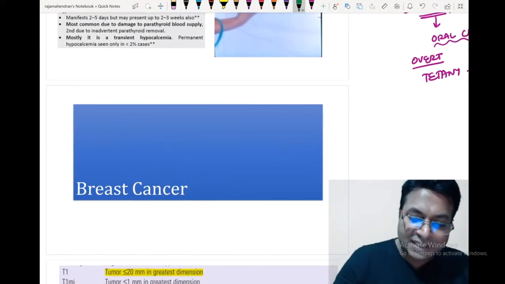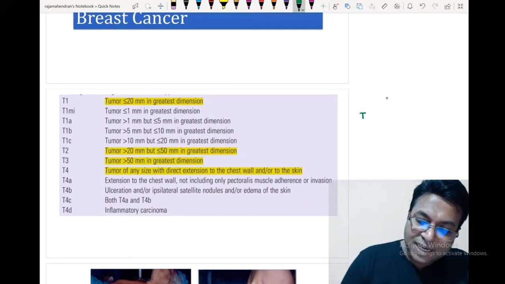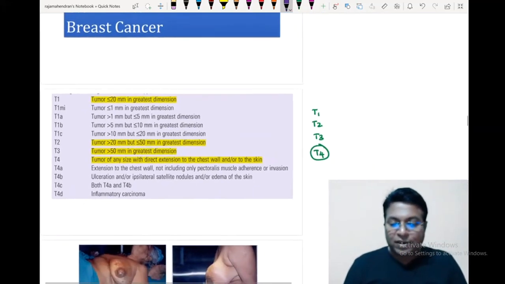So a high yield MCQ for your exams is breast cancer. I request you guys please know the breast cancer stagings, and T1, T2, T3, T4 is a high yield MCQ topic for your exams. I want you to know everything about T4.